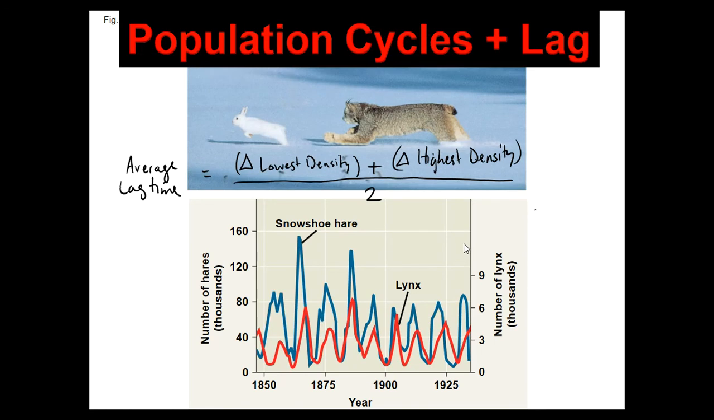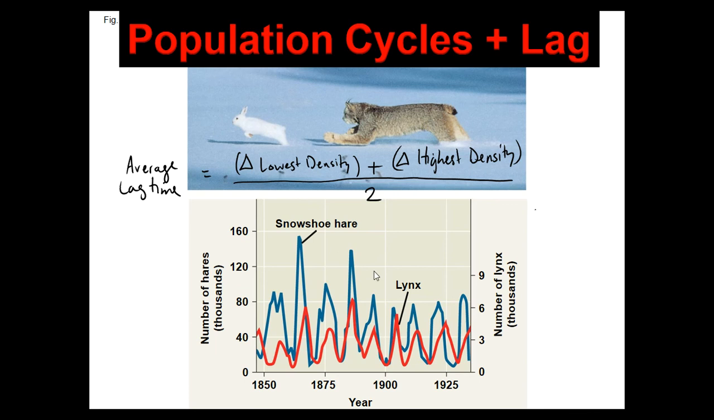Lag periods are a big piece. They will have this on the exam. You should write down the formula. It's easy points, right? If you look at the average lag time, you look at the change in the lowest density of the predator and the prey, you subtract them, and the change in the highest density of the predator and the prey, you subtract them, you divide by 2.